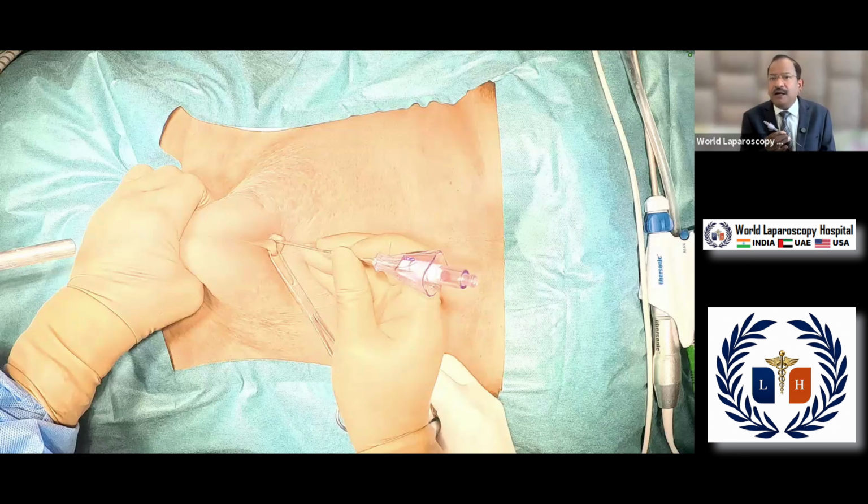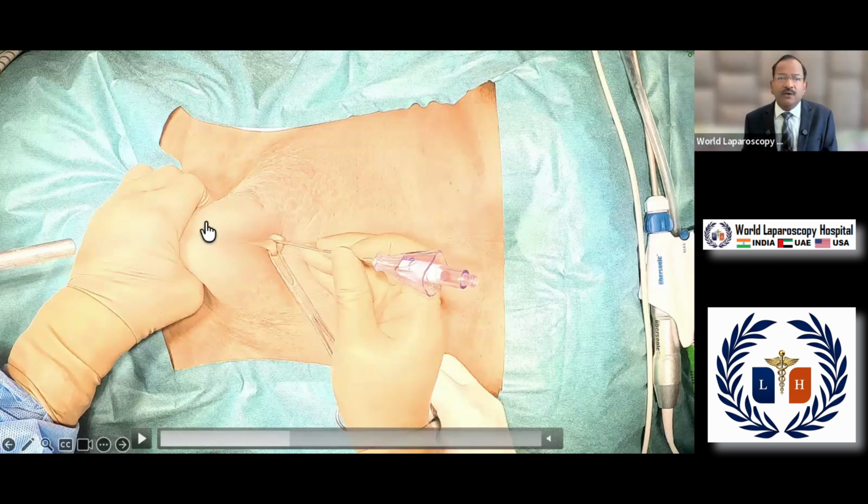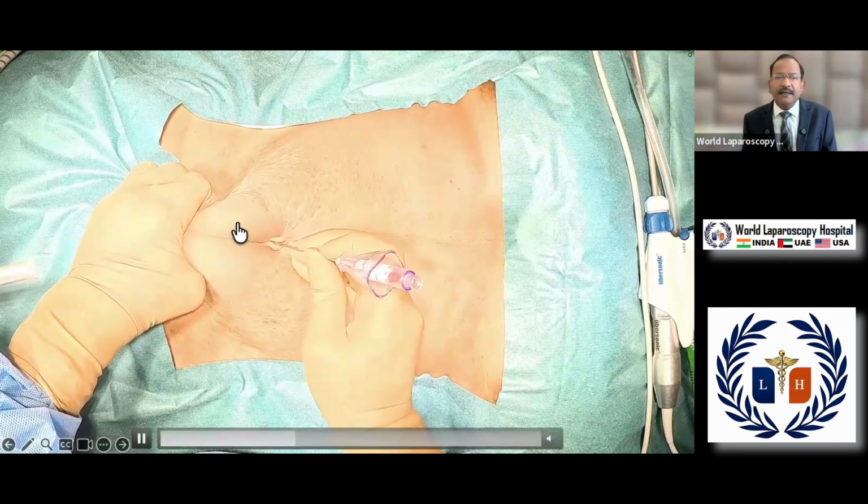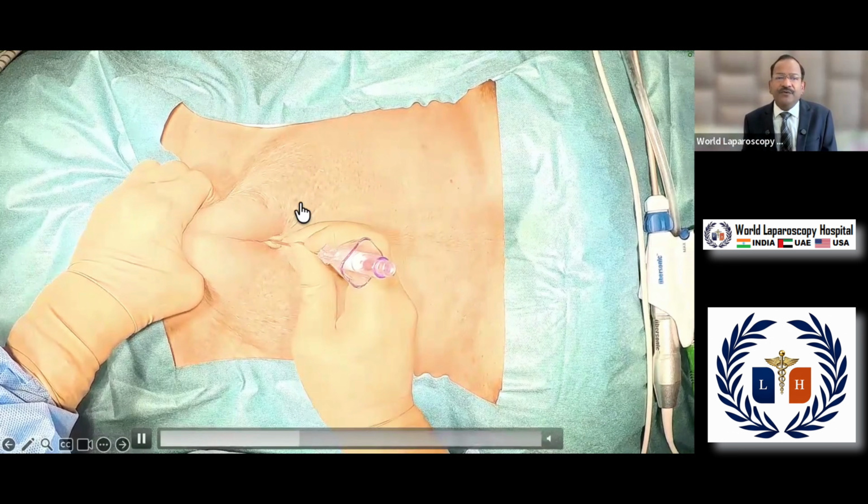But go perpendicular to what? Perpendicular to the abdominal wall and oblique to the body. And then you will get two clicks. This is the first click, and then you will have the second click.